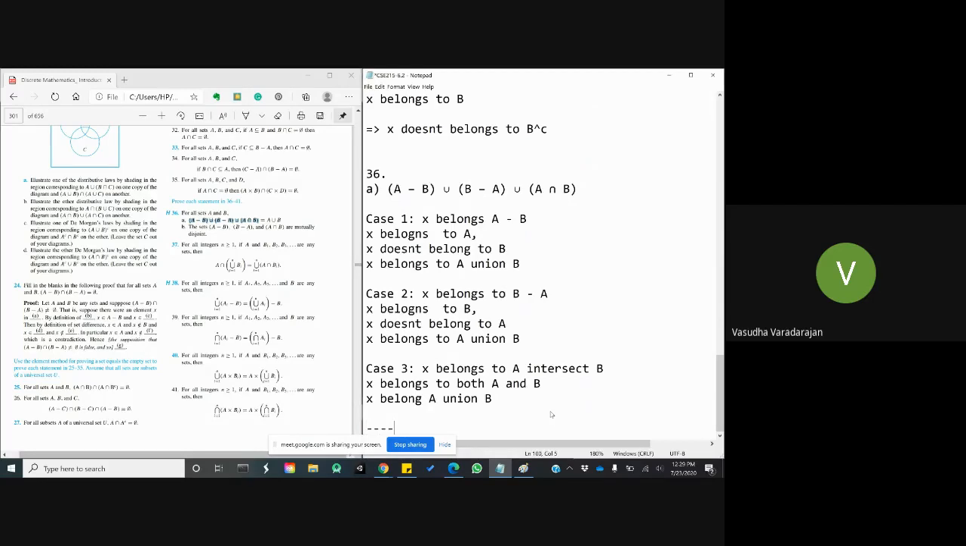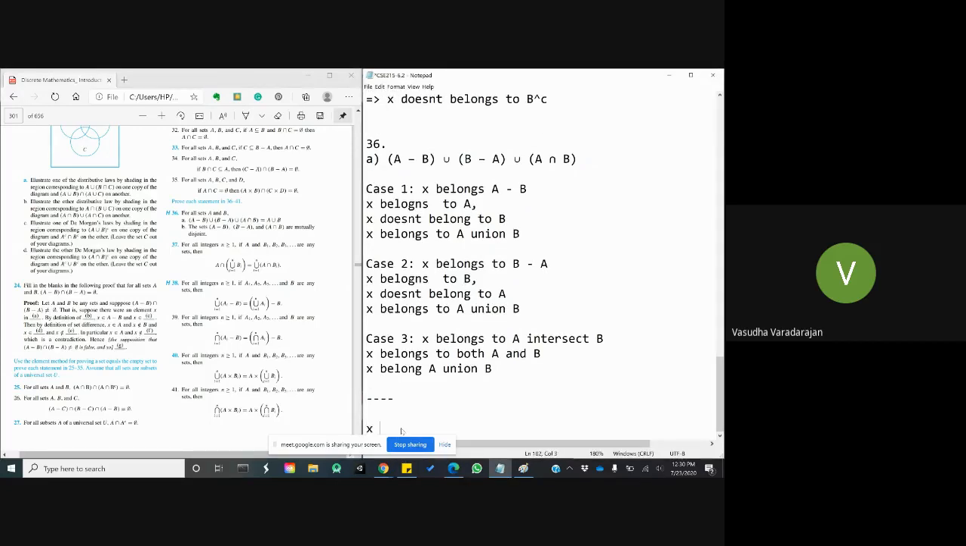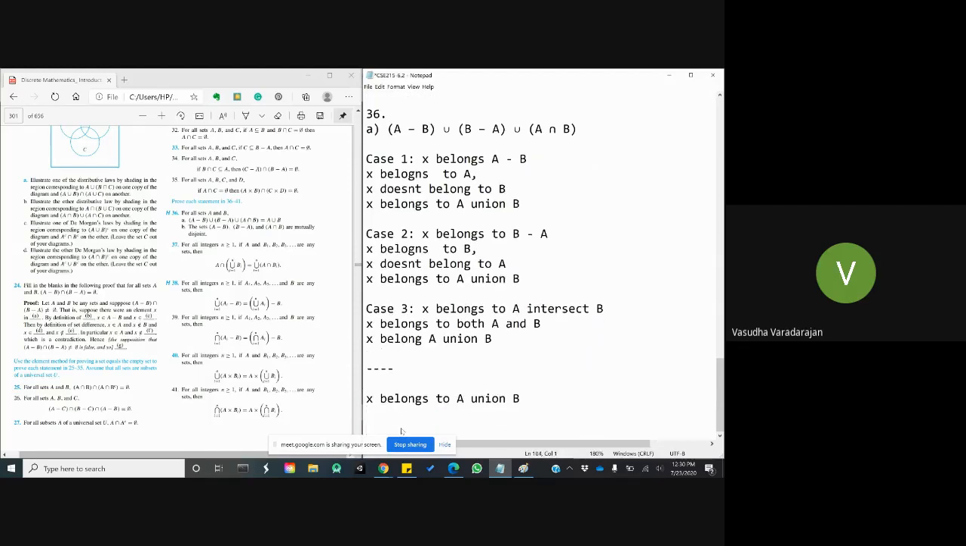Now the second part of the proof is to prove that if a certain element X belongs to A union B, then it's going to belong to the left-hand side, which is A minus B union B minus A union A intersection B. So if X belongs to A union B, we have two cases.